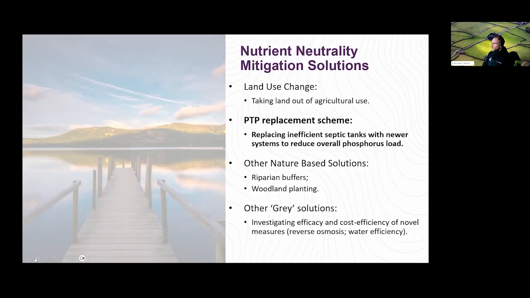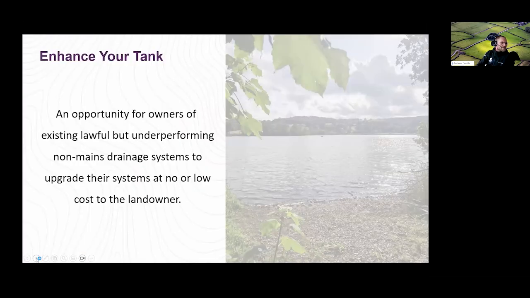Wetlands, constructed wetlands are effective as well. And then there are what we call grey solutions. They might be things like water efficiency measures. They might be plug-in systems that you connect to an outfall and that provide a further treatment to the water. But we're here to talk about the non-mains drainage bit.